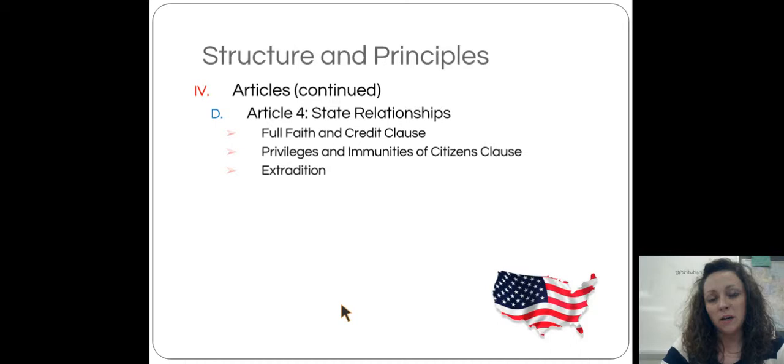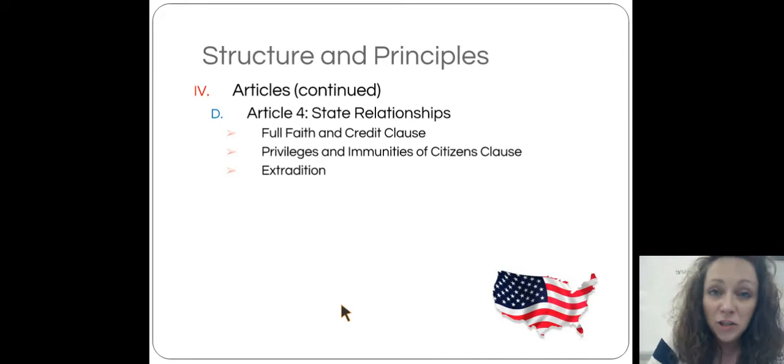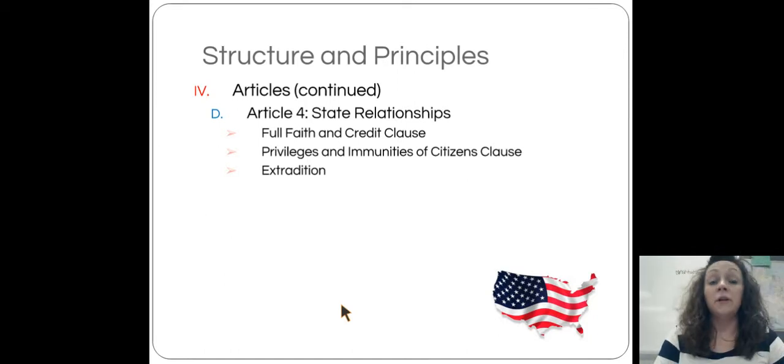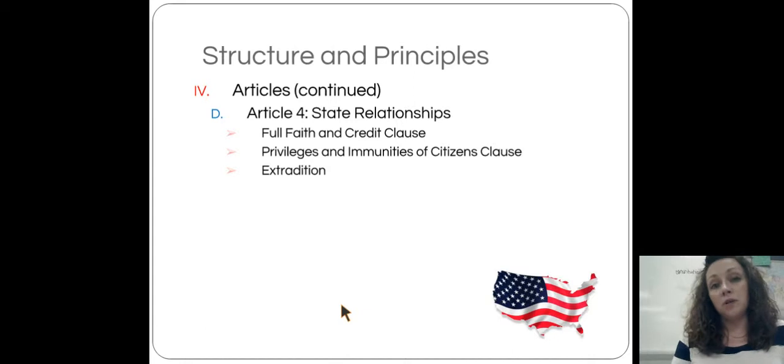Extradition, this is a fun one to talk about. Extradition: if you commit a crime in one state and then you flee to another state, you have to be brought back to the state in which the crime was committed. Okay, so if I commit a crime in Missouri and then I go to California, if they catch me, they can't arrest me and try me in California. Now they can arrest me and send me back to Missouri to be tried, but they can't try me for those crimes in California. Okay?